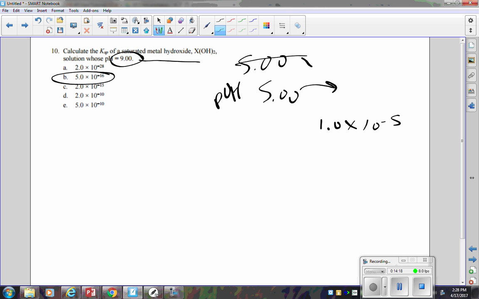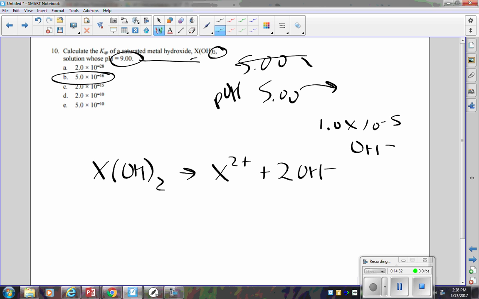So it's basically going to be X(OH)2. It's going to break into X2 plus, because that's the metal ion. You can see the charge from that. Plus 2 OH minus. So when I pop it in, it's asking me to calculate the KSP. So this is equal to 1.0 times 10 to the negative 5th, right? Well, this value is going to be half of that. So I'm going to end up with 0.5 times 10 to the negative 5th there.